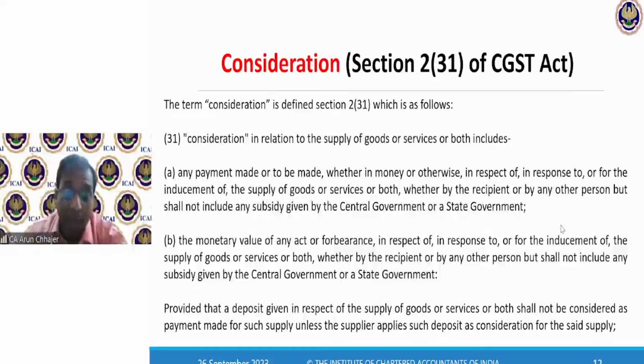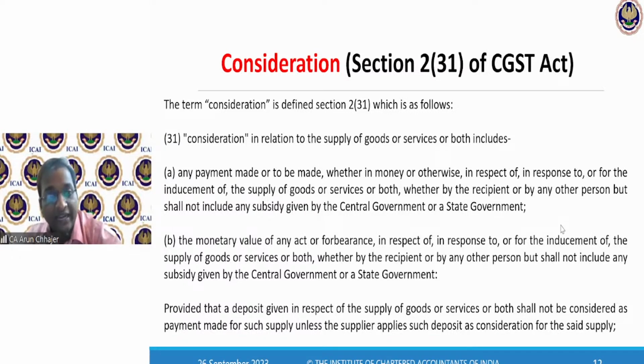Clause B says the monetary value of any act or forbearance in respect of, in response to, or for the inducement of supply, whether by the recipient or any other person, but shall not include any subsidy given by the government.